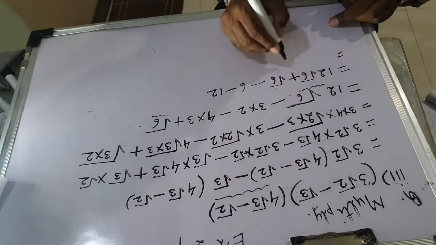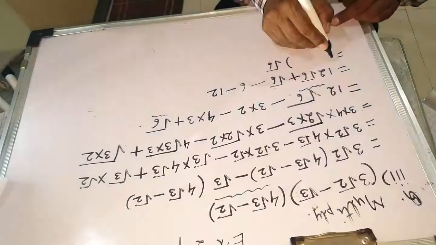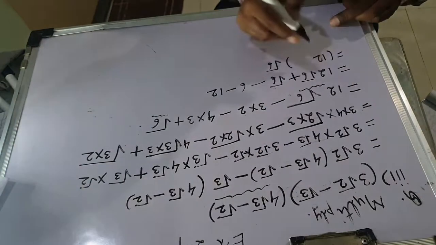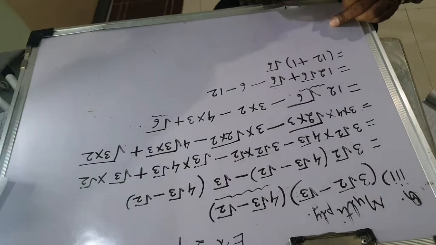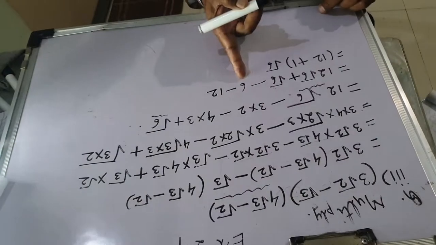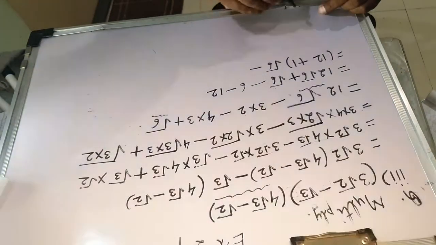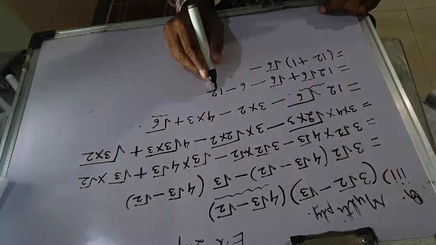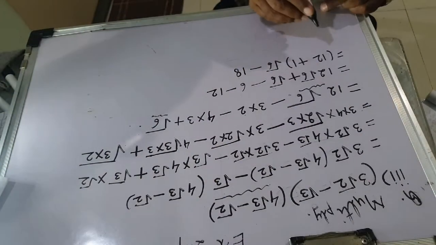How has it come? Take this root 6 common from this side. Here remains 12. And here this is taken, means here 1 is remaining, plus 1. So minus 12 and minus 6 both have the same signs, so we add and give that same sign. Adding 12 plus 6 is 18, and the same sign, that's why it will be minus.